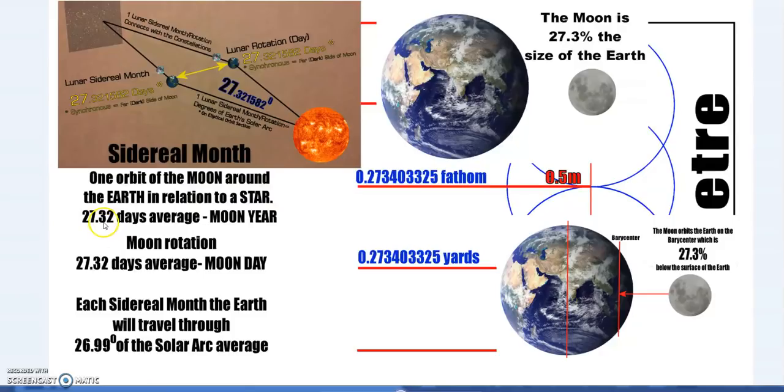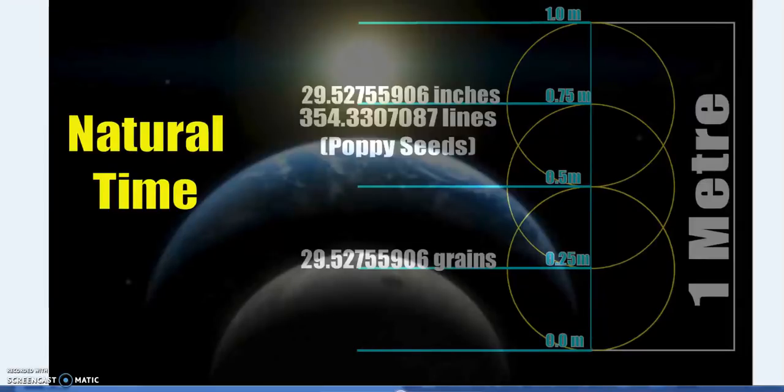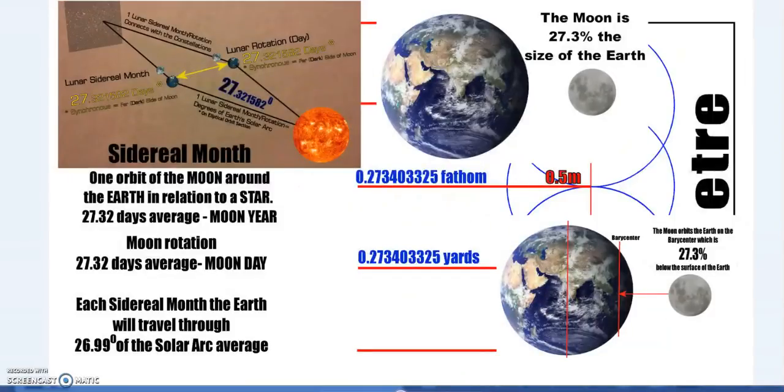27.34%, these 27.32 is the average. However, during this period, because of the elliptical nature of things, it will be at 27.34%. Now, previous episode, so this is a sidereal month based on Earth, Moon, and stars.